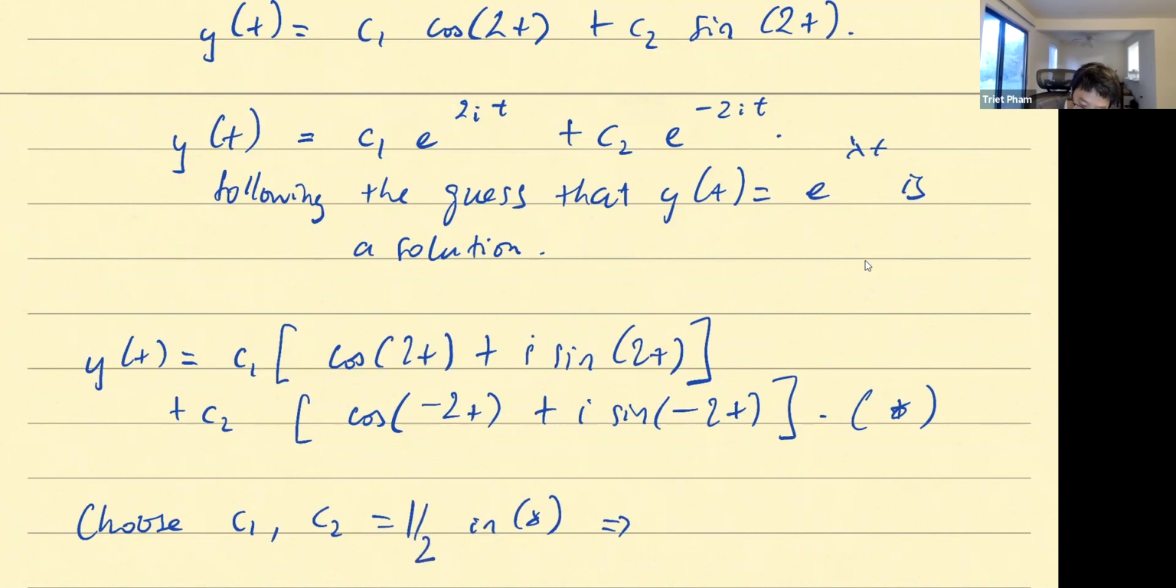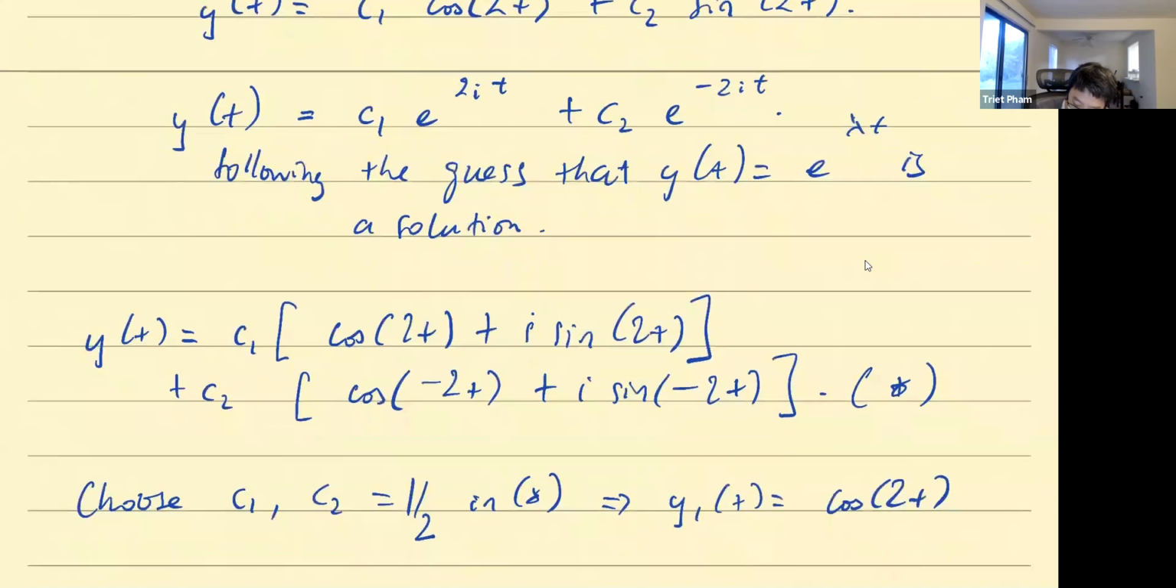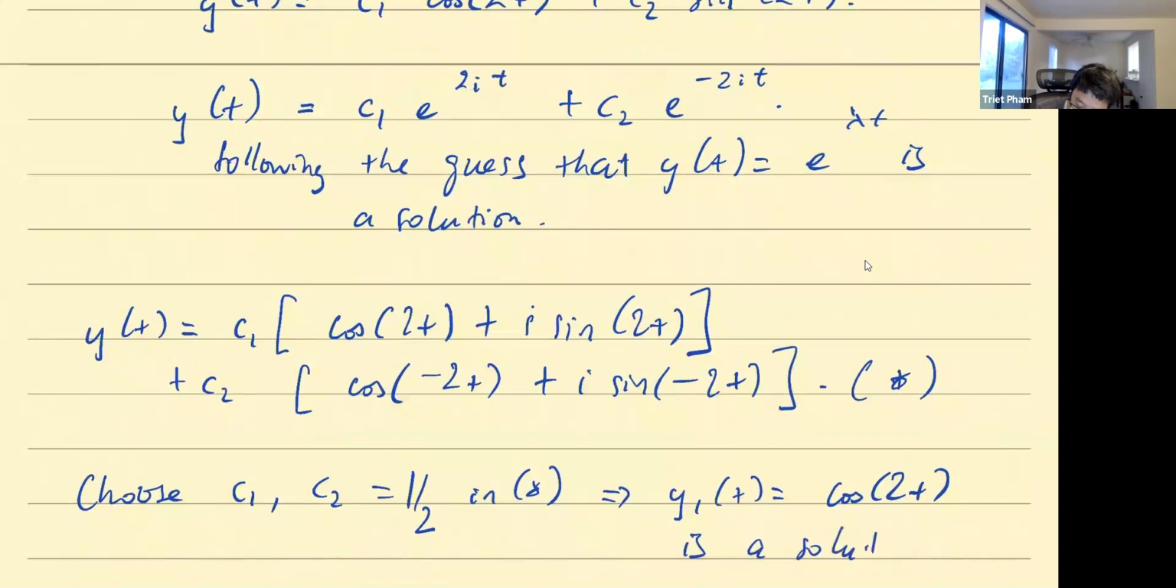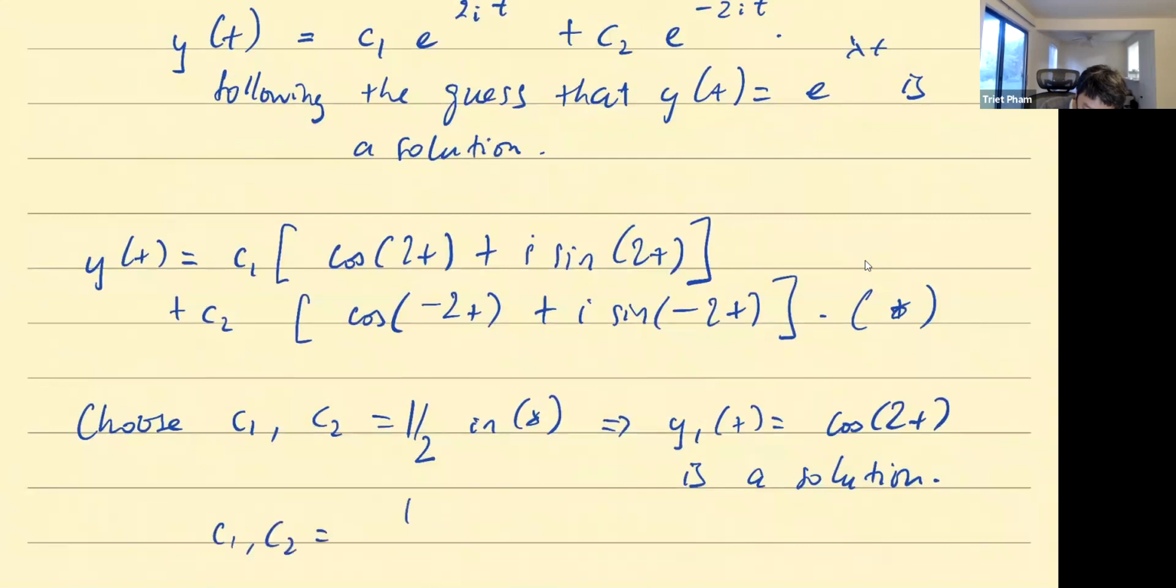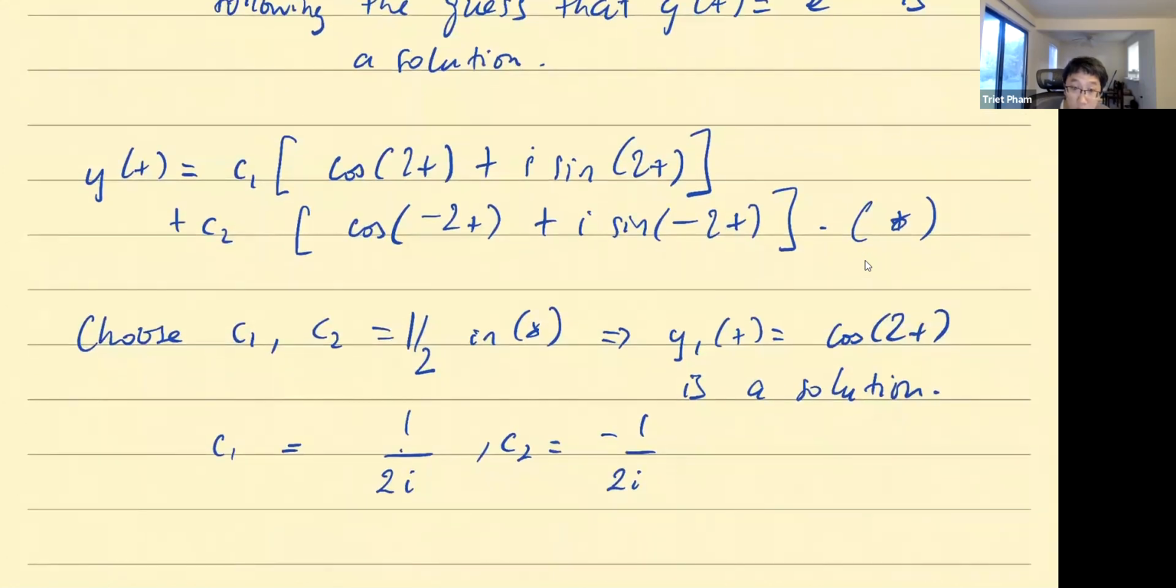then y1 of t, which is cosine of 2t, is a solution. And then you choose c1, c2 such that one of them must be minus: c1 is 1 over 2i, c2 is minus 1 over 2i. Then y2 of t, which is sine of 2t, is a solution.